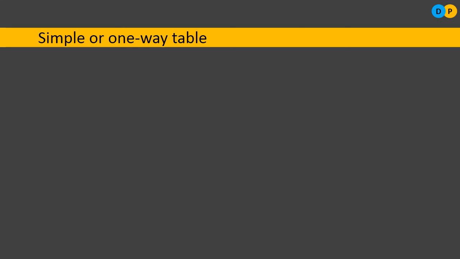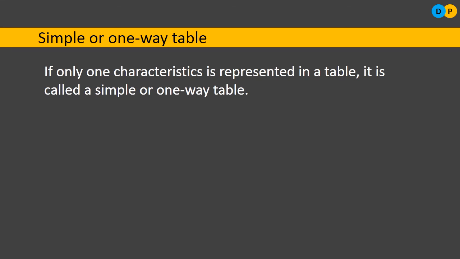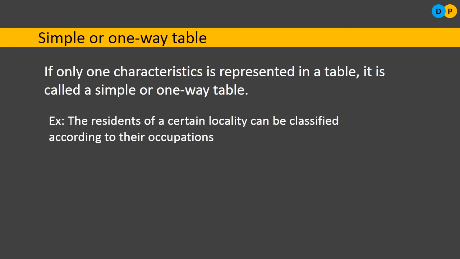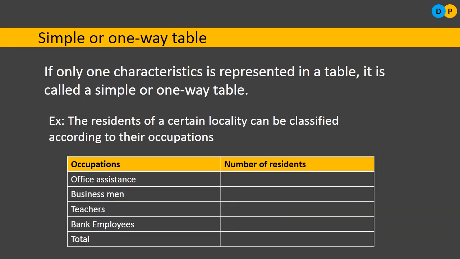Okay, so if only one characteristic is represented in a table, then such a table is referred to as a simple or one-way table. So what is a one-way table? A table which represents a single characteristic. For example, the residents of a certain locality can be classified according to their occupation. In a locality there may be 100 or 500 people living. So how are they classified? According to the work they are doing, the occupation they are in. Please notice here, the number of residents is classified depending upon the occupation.